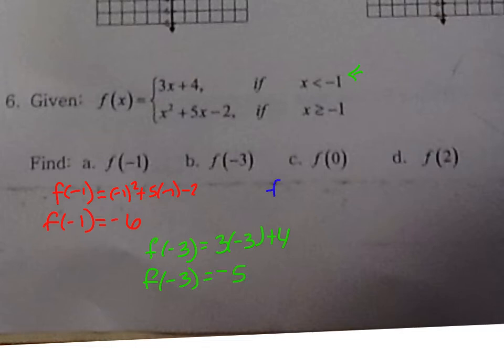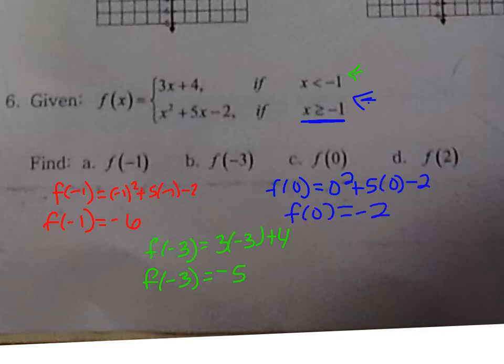F of 0 here. So 0 is greater than negative 1, so I have to plug it into the bottom one. So it's 0 squared plus 5 times 0 minus 2. So f of 0 is equal to negative 2. And then the last one, f of 2. So 2 is greater than negative 1, so I'm going to plug it into the bottom one. So it'll be 2 squared plus 5 times 2 minus 2, and f of 2 is equal to 12.